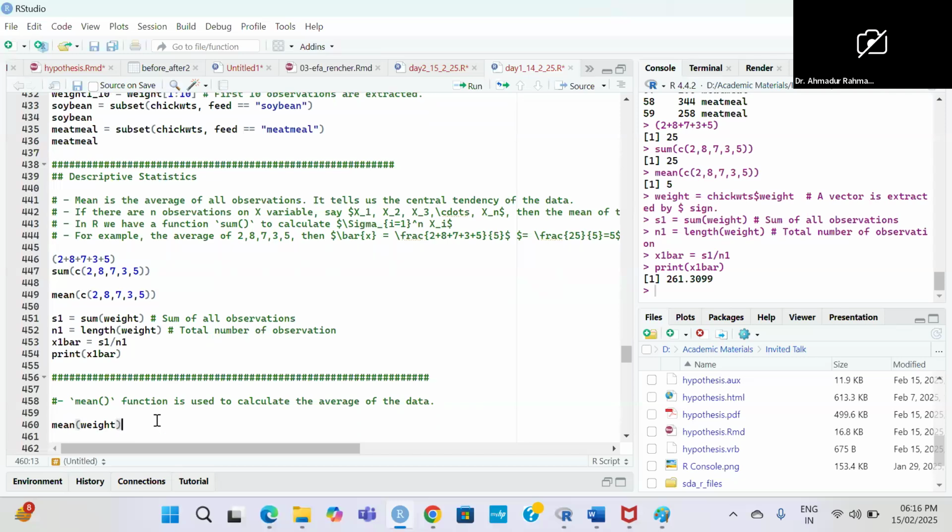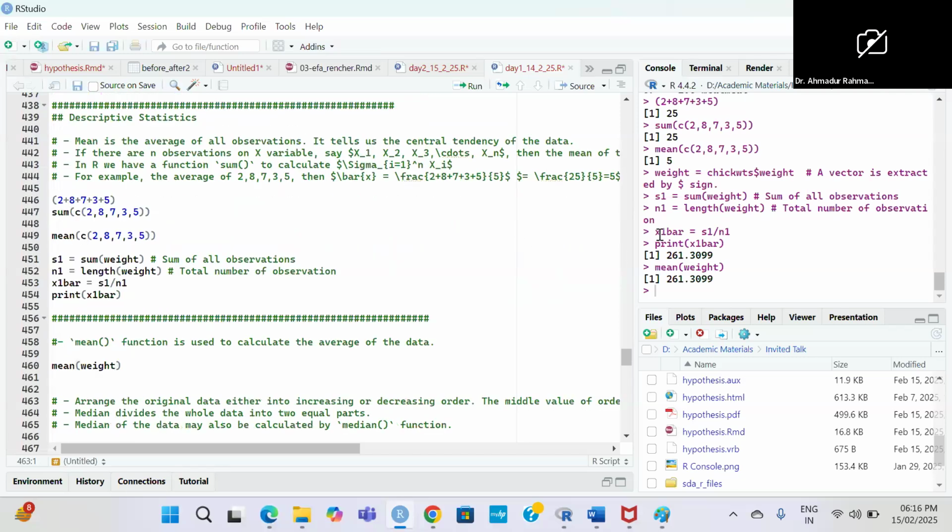Okay, now we will use the mean function to calculate this. So we write mean and then weight. See, both of them are similar, because we are obtaining the mean of the same data set with two different methods.